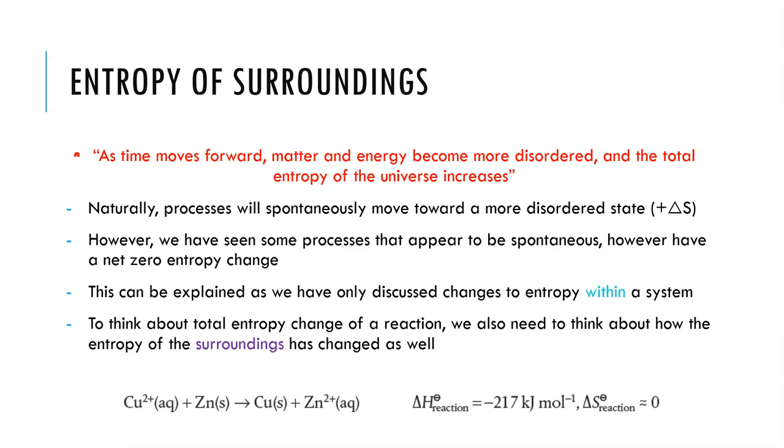Okay, so when we talk about total entropy change of a reaction, we need to think about how the entropy of the surroundings has changed as well. So if we look at this reaction, which is the single displacement reaction between zinc and copper, we can see that we have copper and zinc solid going to copper solid and zinc aqueous. This reaction has an enthalpy of 217 kilojoules per mole, that is exothermic, but the entropy of the reaction will approximately be 0.